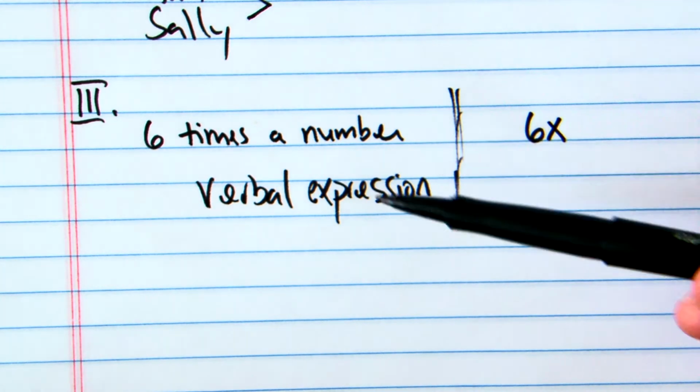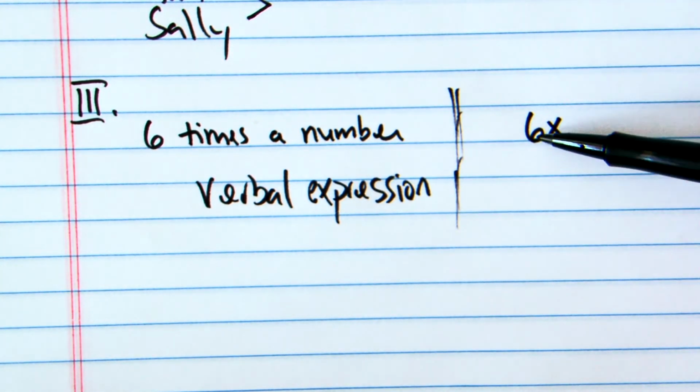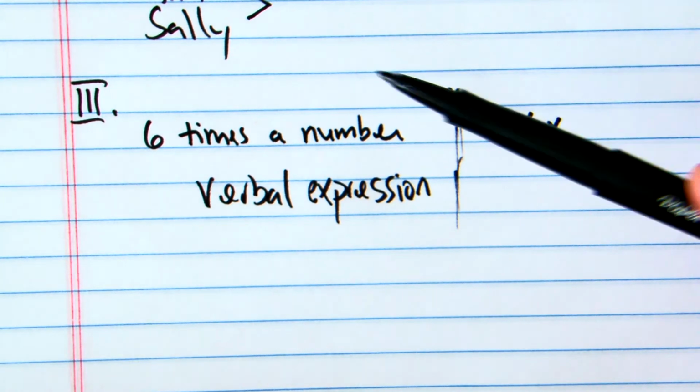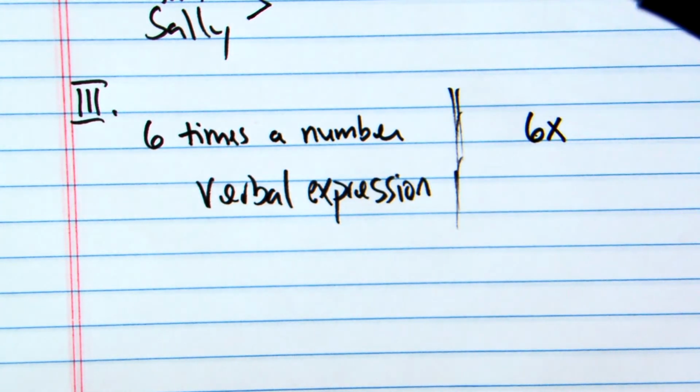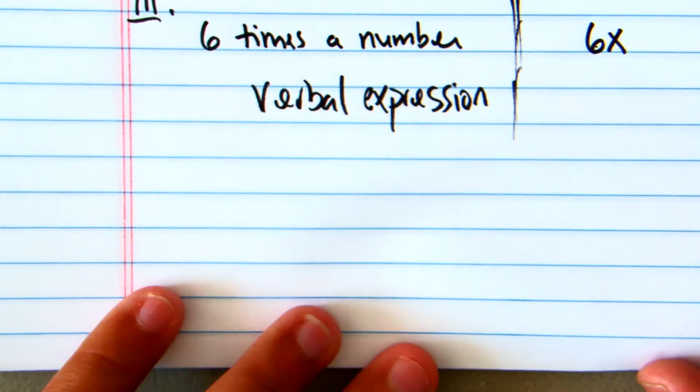So anytime you see something like 6 times a number, that would look like 6x, because x is a variable that represents some number. We don't know what number yet, but we know that it's 6 times a number, and so 6x would fall into place there. Alright, so that is section 3. Now on to section 4.